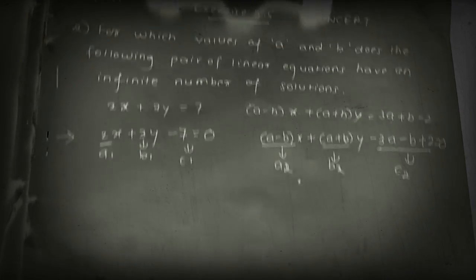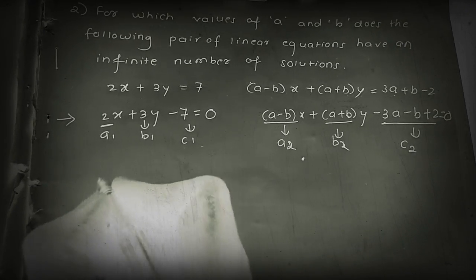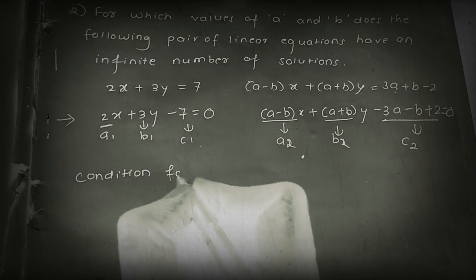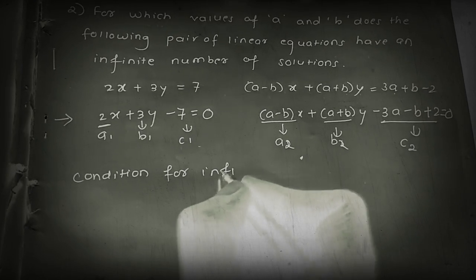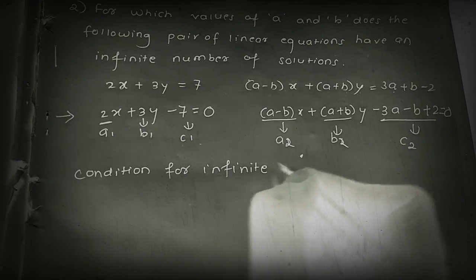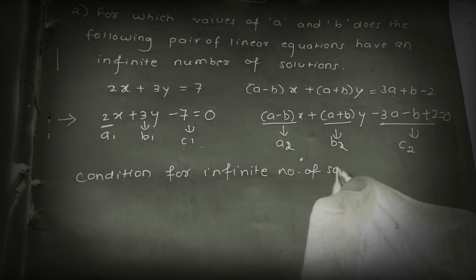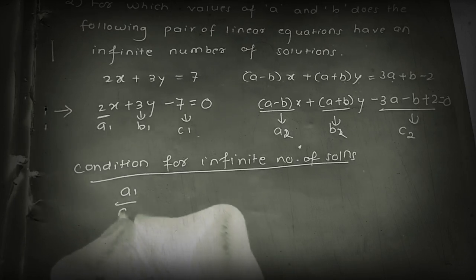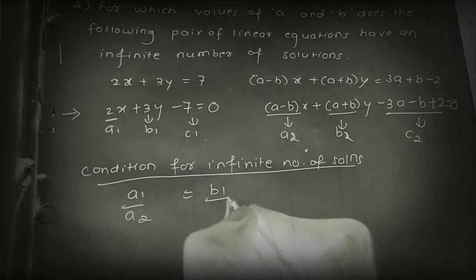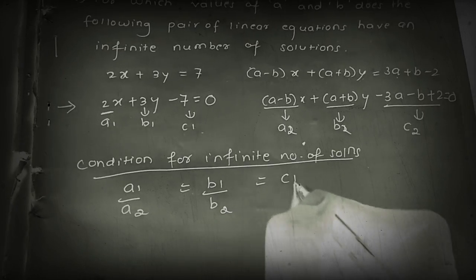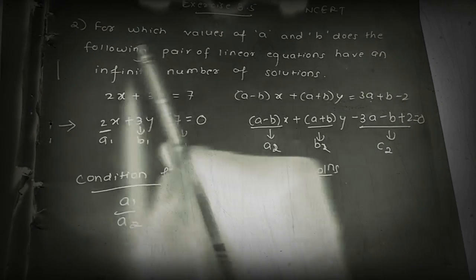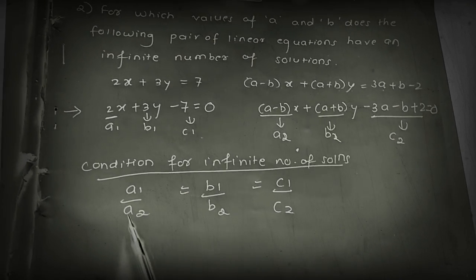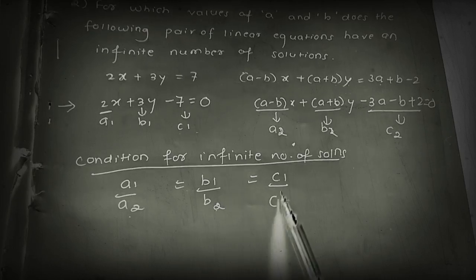Now the condition for infinitely many solutions is: a1 upon a2 equals b1 upon b2 equals c1 upon c2. As they have given that the pair of equations has infinitely many solutions, the ratios are equal.